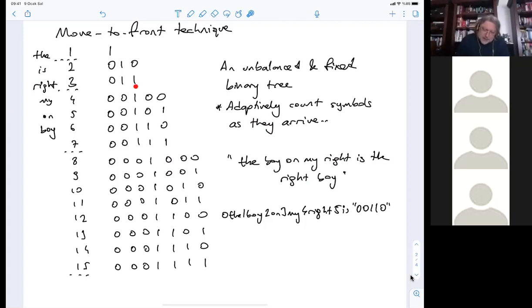Right? So we transmit its corresponding code word, which is 011. Okay, 3 bits. Now the count of right becomes 2. We are also keeping account of how many of these things are encountered, the frequencies. So the frequency of right is also 2.